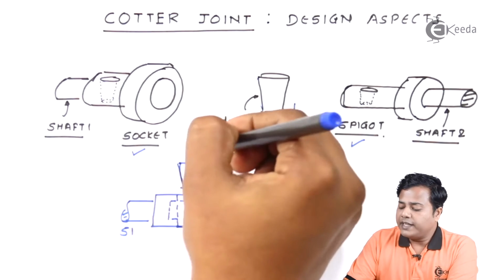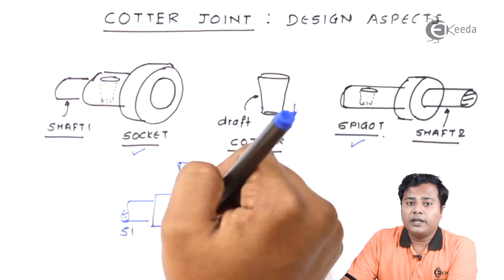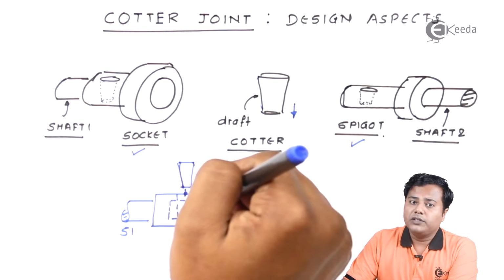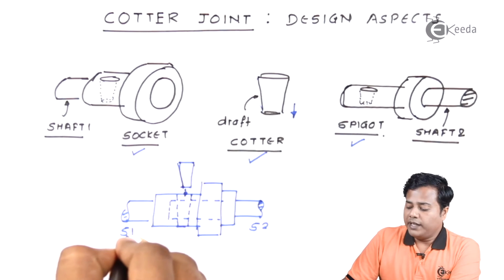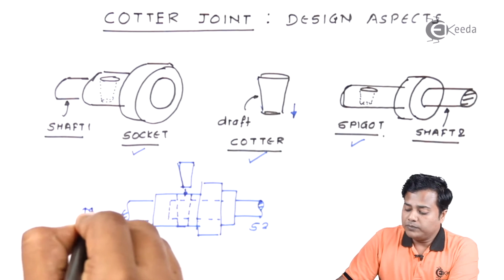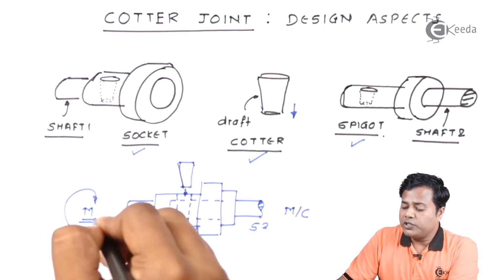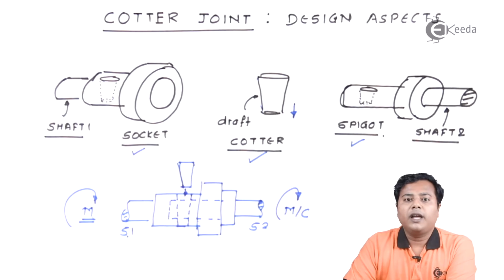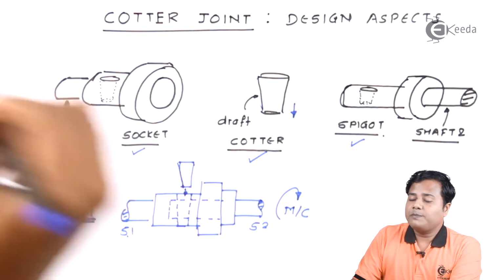If you see, it is acting as a locking mechanism. Since it has a draft, it can't go beyond that. Once it is fitted properly, it will fix the joint properly. So it's a locking mechanism. Once the locking is done, we can attach the first shaft to the motor and the second shaft to the machine, and that is how the transmission provided by the motor is transferred to the machine, and that is how the machines act. So this was the important relation between the Cotter and spigot joint.